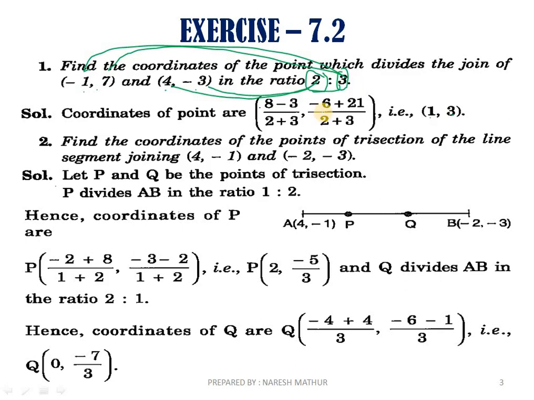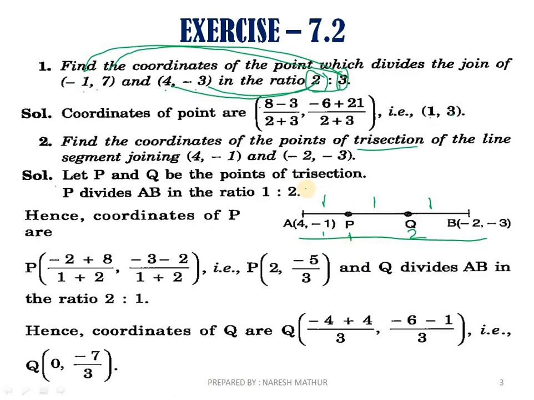Find the coordinates of the points of trisection of the line segment joining this and this. Trisection means what? 3 equal parts. So A and B, let the points P and Q be trisecting the line segment AB. It means the ratio will be 1:1:1, because trisecting means 3 equal parts. Now we don't have any direct formula to get the coordinates of P and Q. So for this we'll consider two different situations. For point P, we will consider this ratio as 1 and the remaining part the ratio will be 2, 1 plus 1 is 2.